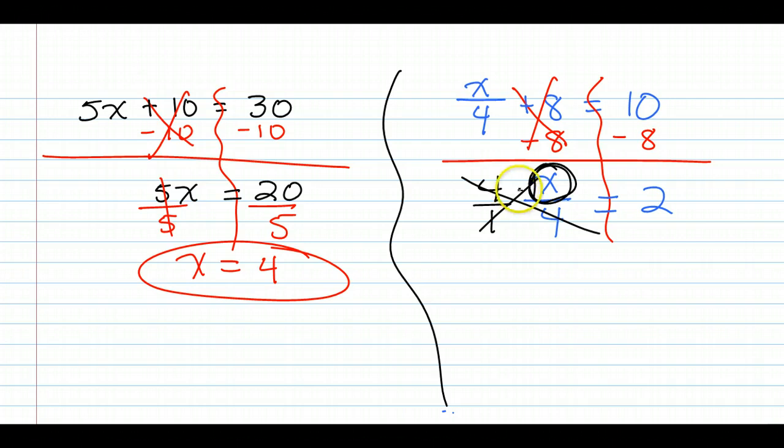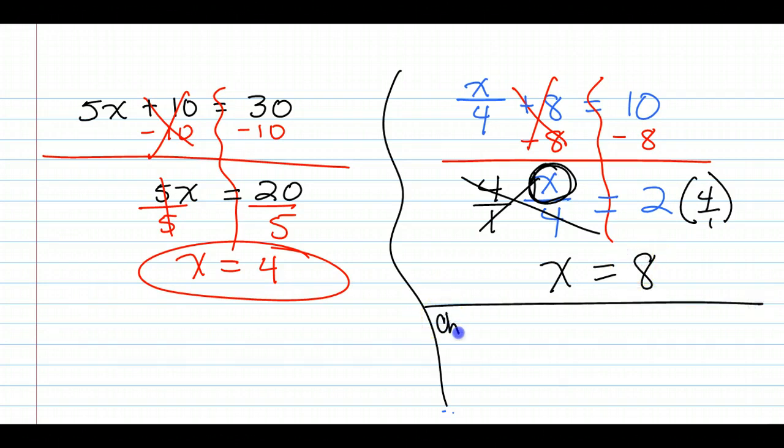However, whatever you do to one side, you've got to do to the other. Even if we put a 1 underneath there, the answer is still going to be the same. So let's bring down our x. 2 times 4 is x equals 8. Now we can check to make sure that this is true.